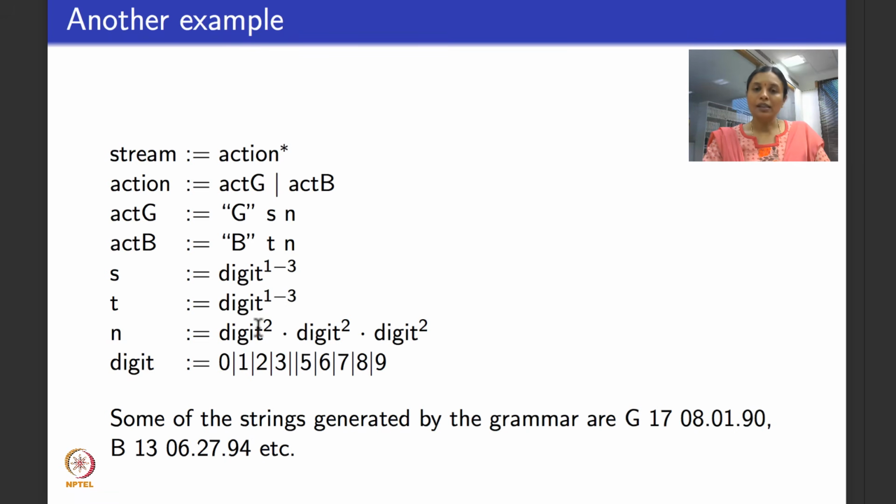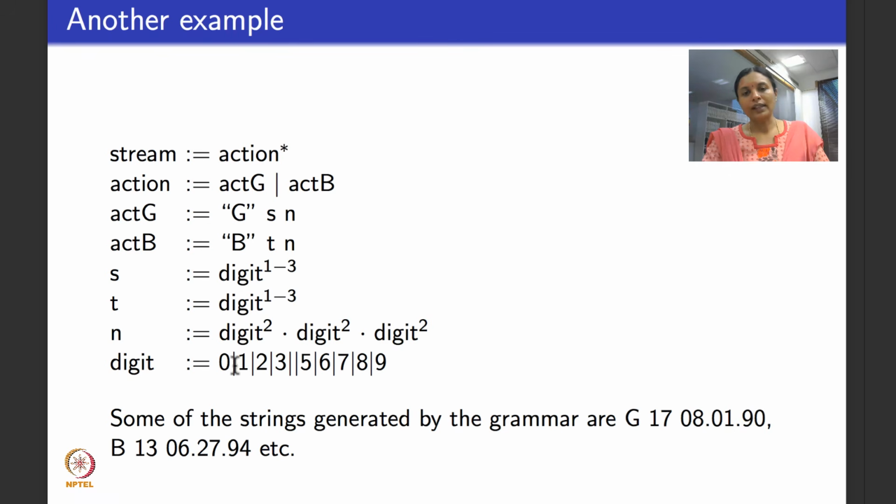N has this pattern. How do I read this? It's a 2-digit number denoted by digit to the power of 2 concatenated with another 2-digit number concatenated with another 2-digit number. And what could be a digit? Digit could be anything from 0, 1, 2, 3, 4, 5, 6, 7, 8, 9, right?